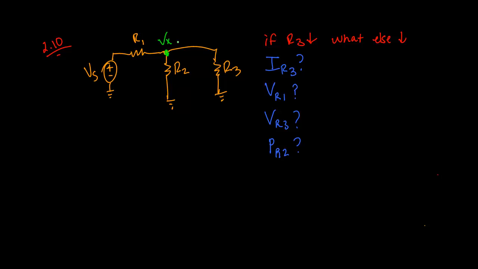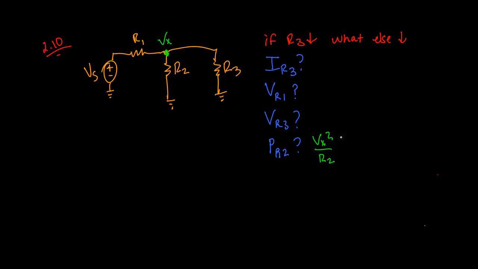Would the voltage drop across R1 decrease? Would the voltage drop across R3 decrease? Or would the power across R2 decrease? Well, basically, since we know that the power across R2 is just Vx squared over R2, we can answer that.